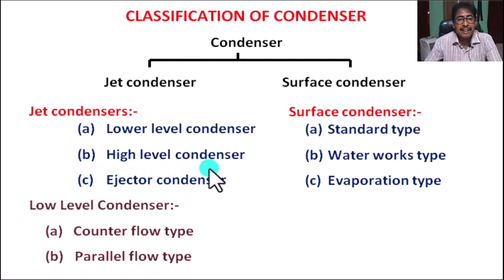High level condenser: these condensers are provided at a high level with a long vertical discharge pipe. Exhaust steam enters at the bottom, flows upward and meets the downcoming cooling water in the same way as that of the low level jet condenser. In ejector condenser, steam and water are mixed while passing through a series of metal cones.